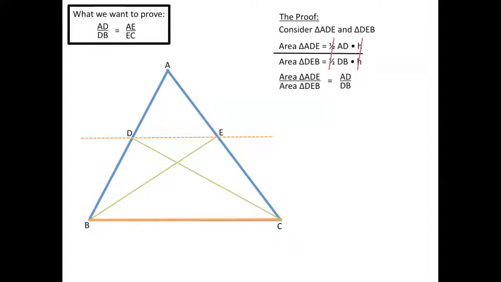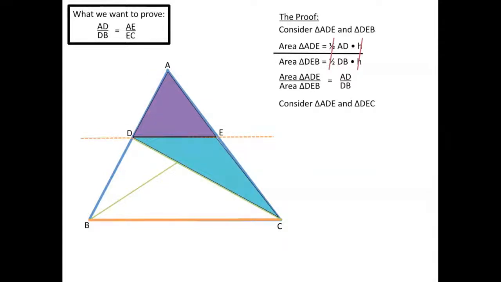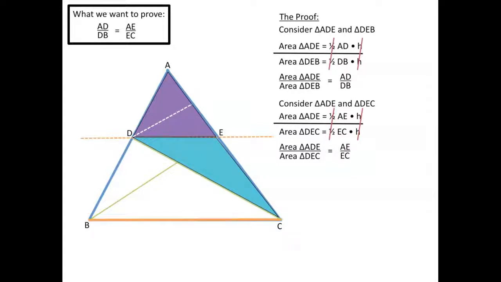Now, let's consider the triangle ADE and triangle DEC. So here's, again, triangle ADE, and this is triangle DEC. Similar to our last situation, these two triangles also share the same height, shown by the white line. So, again, we can write the area out, and this time, again, we're going to divide, so the halves get cancelled and the heights get cancelled, leaving us with the area of ADE over DEC is equal to AE over EC.